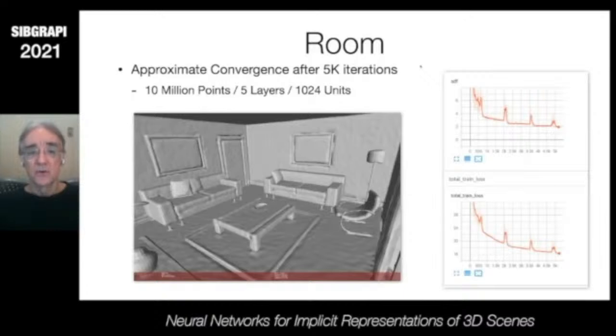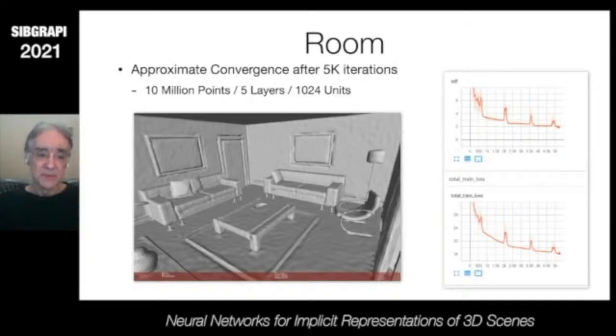And now we can show the experiment with a scanned room, which has the same number of points, 10 million points, and the same number of layers as the previous example of the Thai statue. But here, because the geometry is much more complex, we need more capacity. So we have 1,024 units.